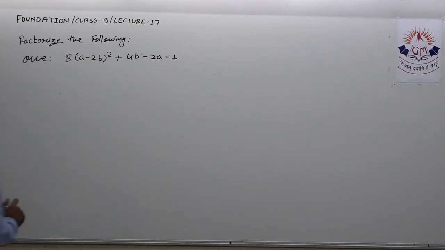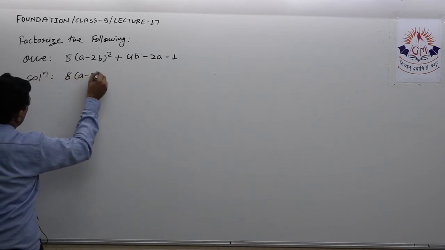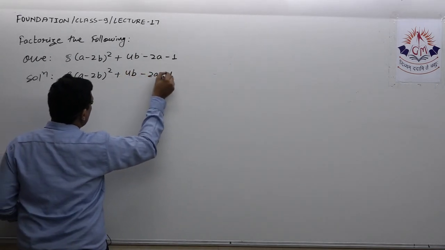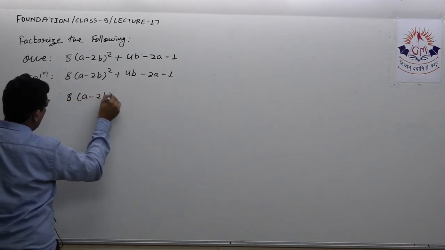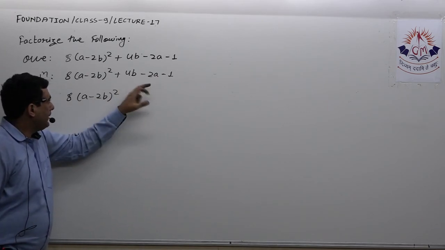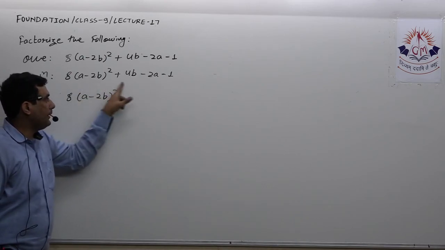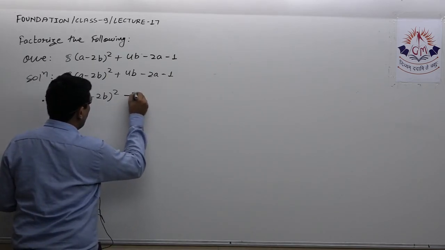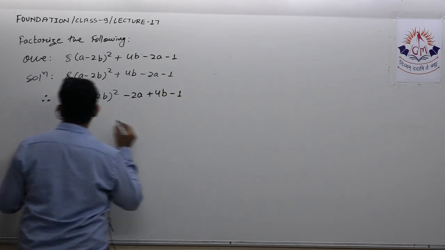Okay, so let us see how to find its factors. 8a minus 2b whole square plus 4b minus 2a minus 1. Okay, so here we have 8a minus 2b whole square. Now here if you observe, if I take 2 common, I might get a minus 2b, or if I take minus 2 common, definitely I will get 8 minus 2b. So let us see what we can do after that. So before that, I'm writing in this way, minus 2a plus 4b minus 1.